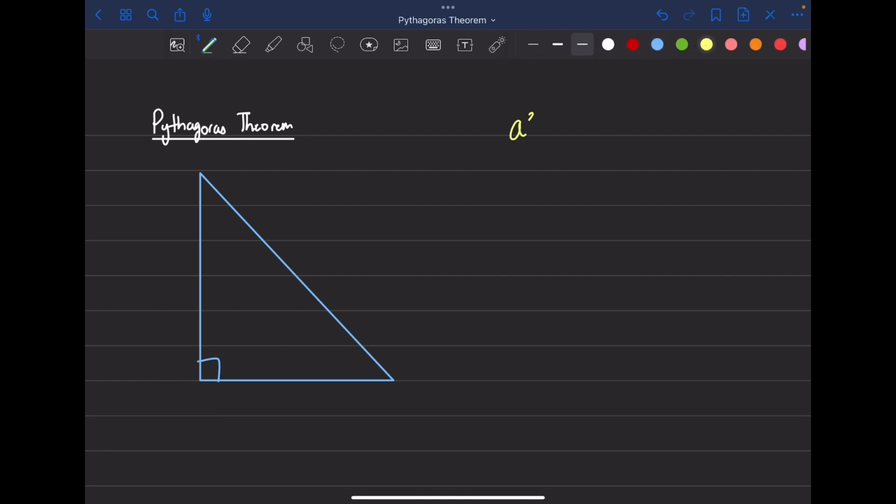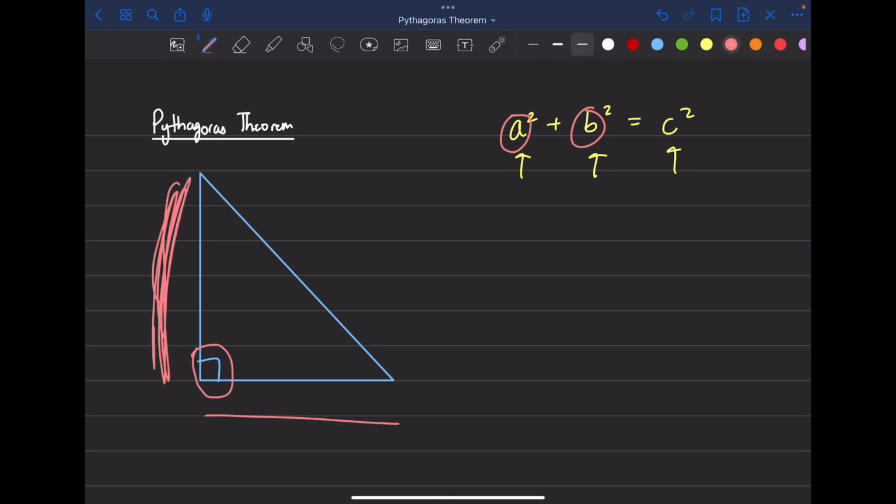It is a squared plus b squared equals c squared. What is a, what is b, and what is c? They are the three variable names that you would assign to each of the sides of the right angle triangle. So, for example, a and b can be any of the two that are touching the right angle. So you have this vertical one, and you have the horizontal one.